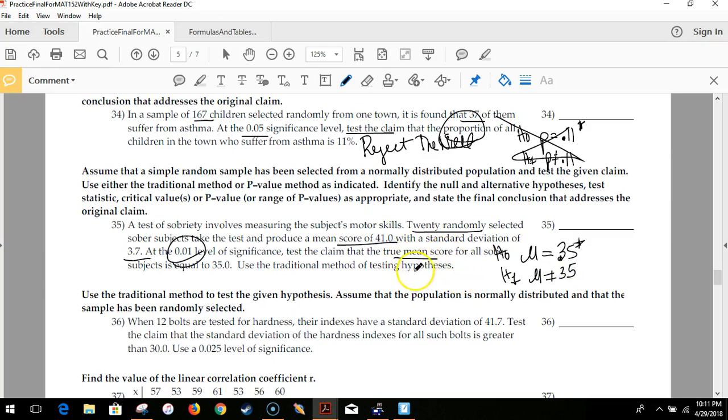The good news is mean can be done in the calculator, but you have to say, do I want a Z or a T? You don't know something about all of the sober people in the world, right? You only know about these 20, so this is going to be a T test.